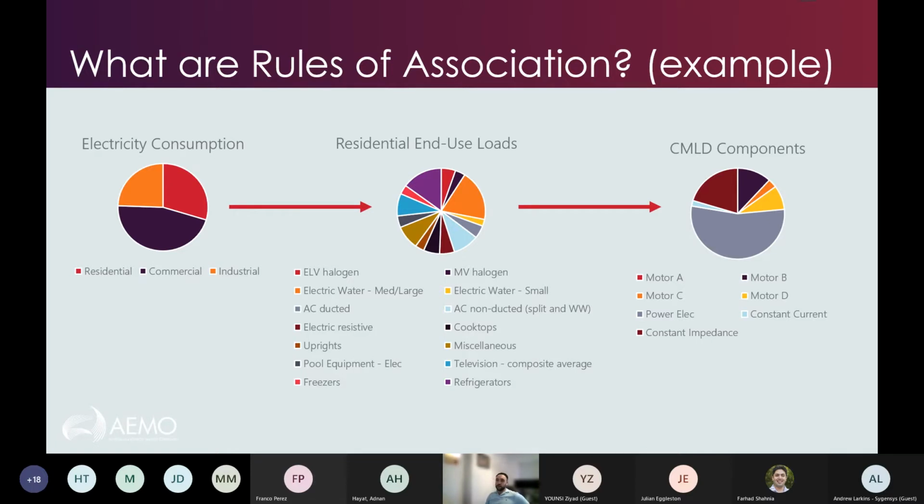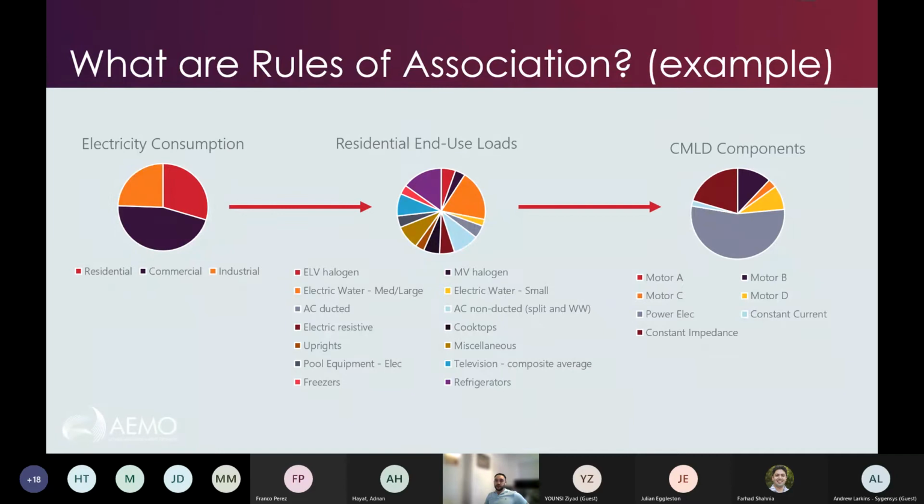So, for example, in this case, electricity consumption, which we have data for, is broken down into residential, commercial, and industrial sectors, so three sectors. We know within the residential end-use load sector there's a bunch of these loads, and I've just selected some of the more energy-intensive or more commonly used loads.